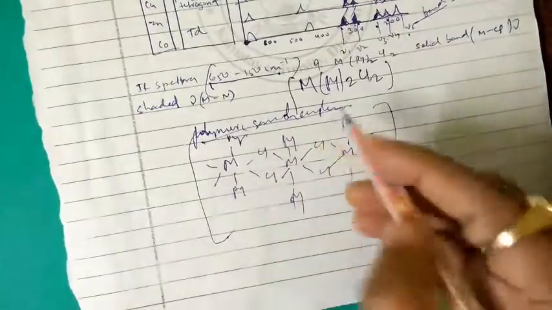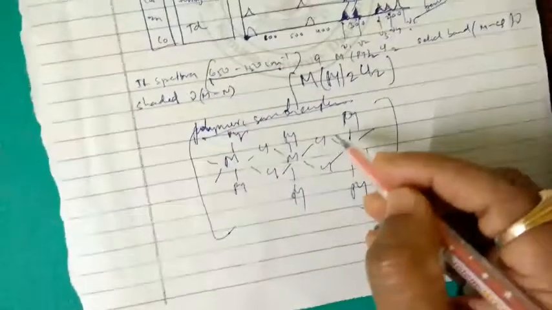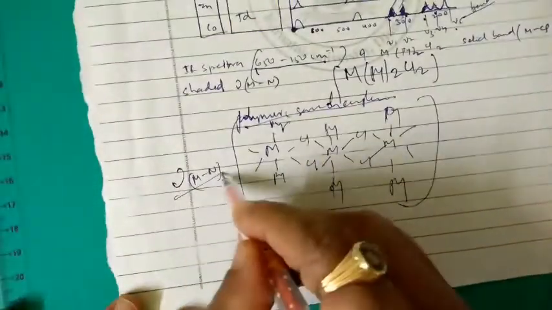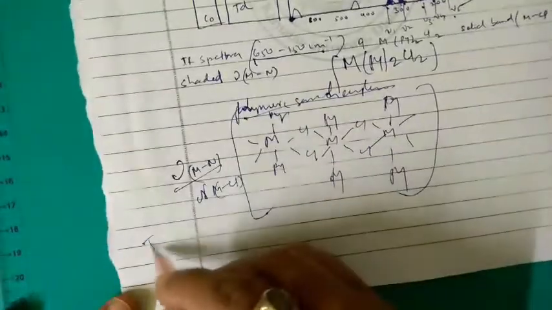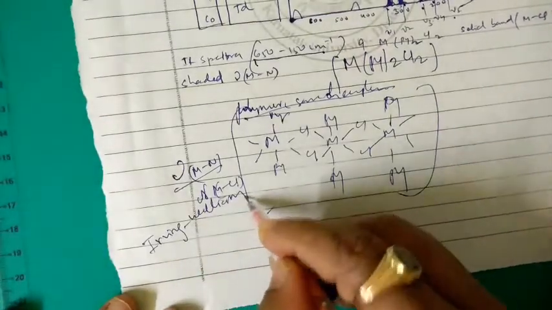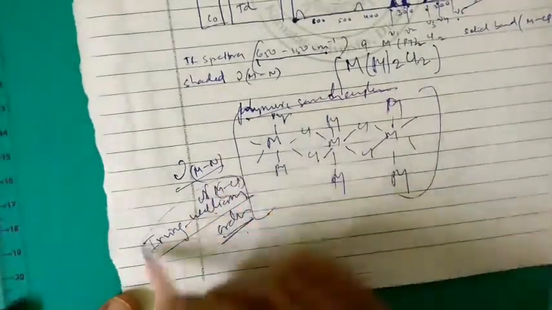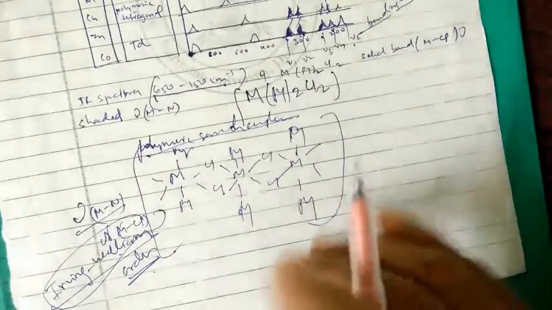So in this type of polymeric octahedral complex, both the vibrations of metal to nitrogen and the vibration of metal to Cl follow the Irving-Williams order. This you have to remember. We'll see the Irving-Williams order in the next video, or if time permits, we'll see it today itself.